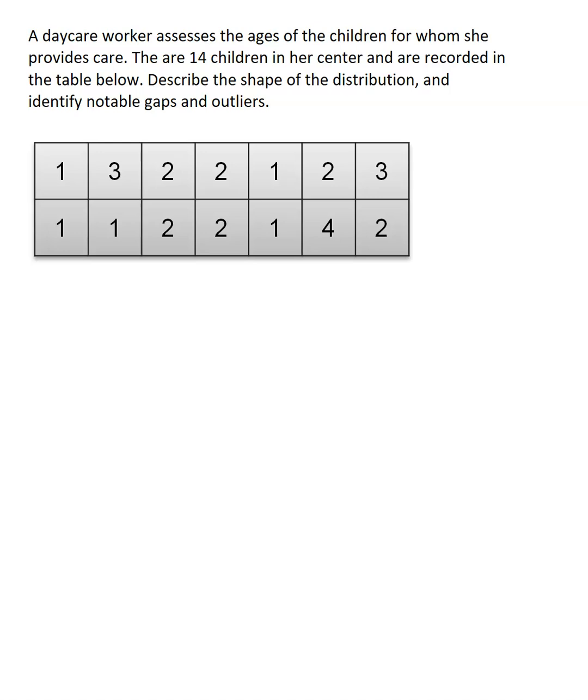Here is an example. Let me read it first and then we'll discuss what we're going to do here. A daycare worker assesses the ages of the children for whom she provides care. There are 14 children in her center and their ages are recorded in the table below. Describe the shape of the distribution and identify notable gaps and outliers. Okay, they didn't tell us to do a histogram and things like that. So I'm going to give you some instructions here.